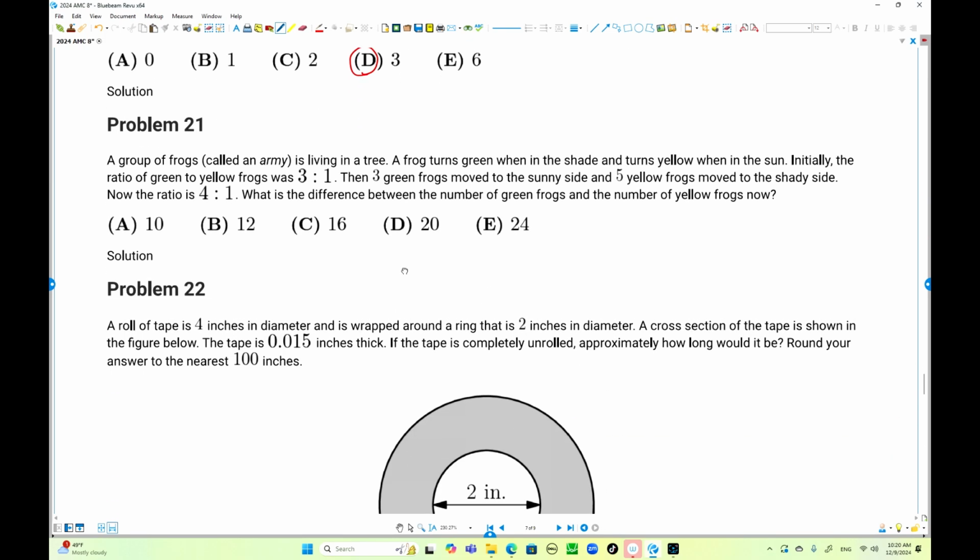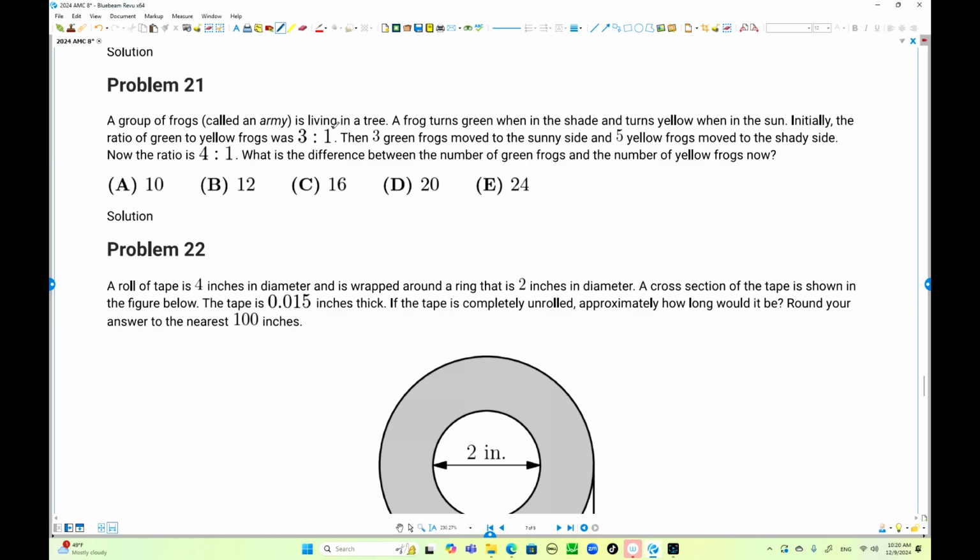Okay, number 21. A group of frogs is living in a tree. A frog turns green when it is shaded, and it turns yellow when it is in the sun up there. The initial ratio of green to yellow is 3 to 1. That is the ratio, right? So we're going to add 3 greens. This is the real numbers.